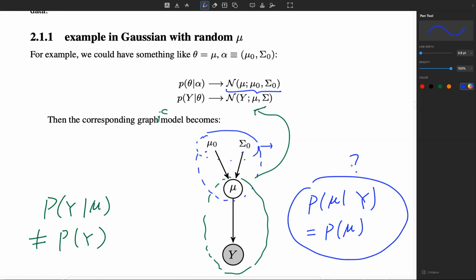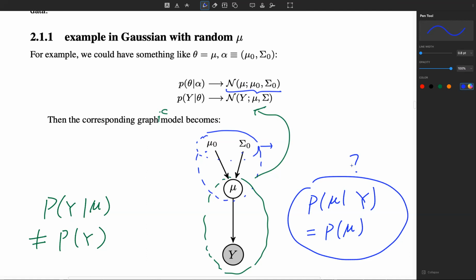If Y is depending on mu, then mu will be independent of Y? It can't be. They are both conditioning on each other. So just be very careful. The direction of the arrow doesn't indicate dependency. So if it doesn't dictate dependency, what does the directional arrow represent?